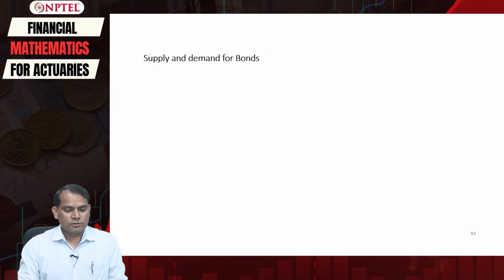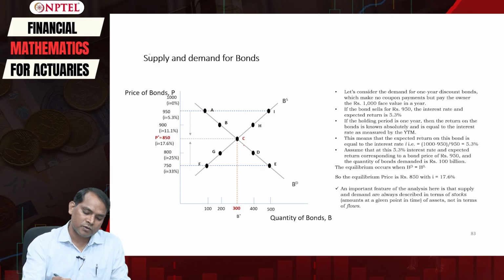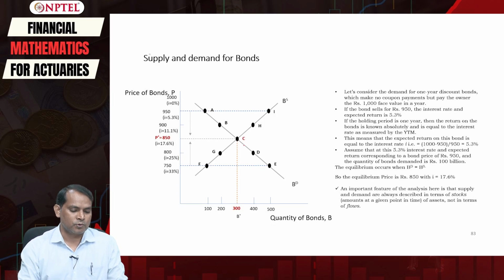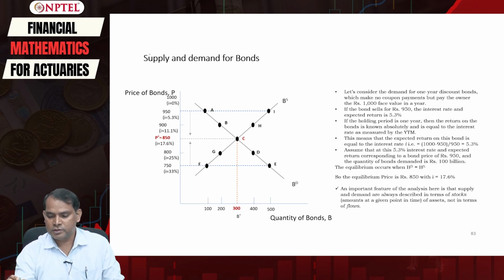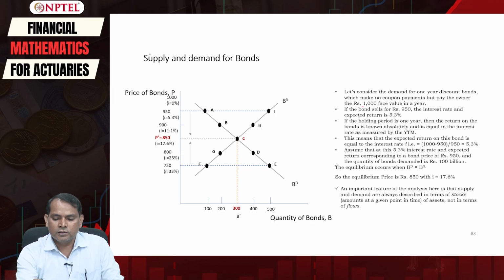So let us understand a little bit more on this. We have now seen that the demand curve for the bond is usually downward sloping, and the supply curve of the bond is usually upward sloping. And here let's consider the demand for a 1 year discount bond, which makes no coupon payments but pays the owner a 1000 face value in a year.